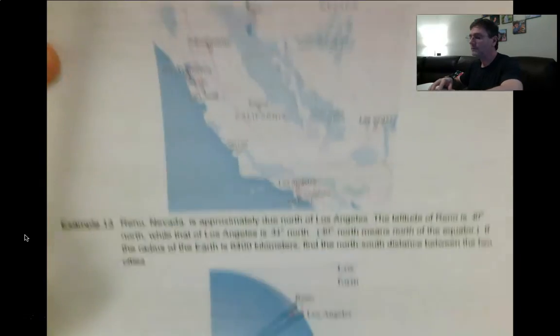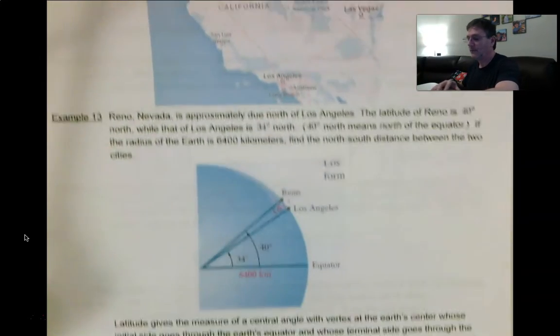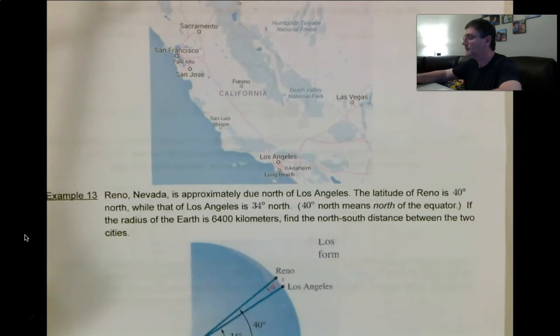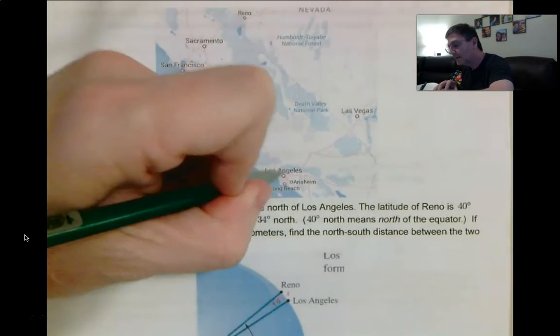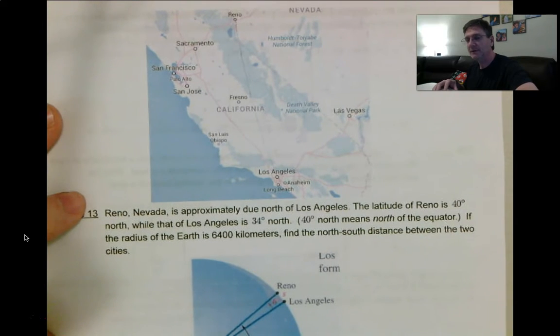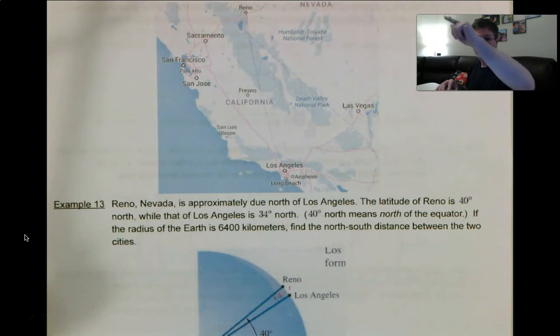All right, example 13. So I have 2 different pictures here to help explain this next problem. Reno, Nevada is approximately due north of Los Angeles. If we look at our map here, here's Reno, here's LA, and it's pretty close to being due north. It's not exactly, but it's pretty close, which means that they're almost exactly on the same line of longitude, which runs from the North Pole to the South Pole.